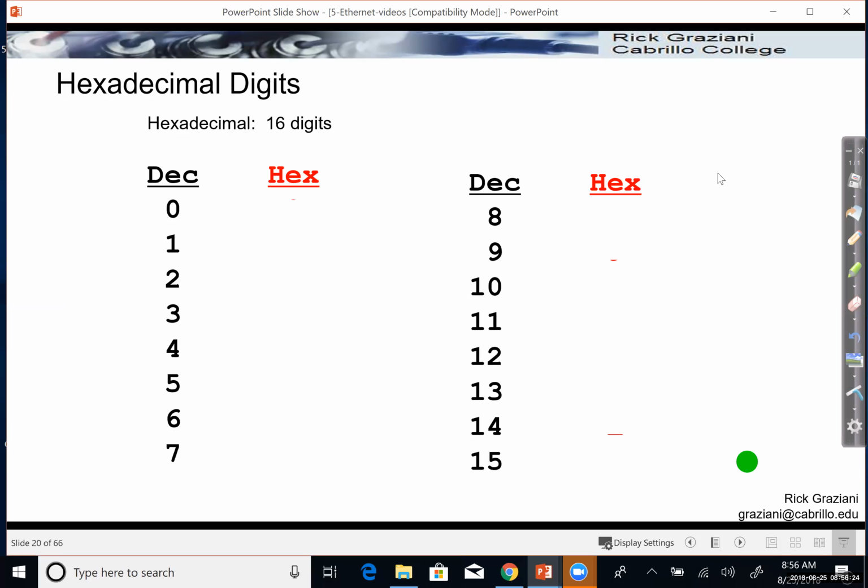All right, so let's take a look here. I said base 16 has 16 digits. Let's go through those digits. So in decimal, we have 0. In hexadecimal, that would also be a 0. 1 in decimal is 1 in hex, 2 in decimal, 2 in hex, and we just keep on going. So they use the same digits until we get here.